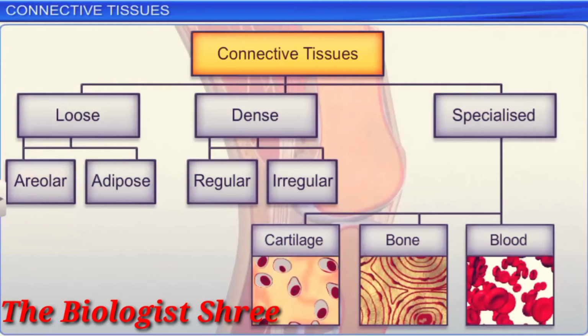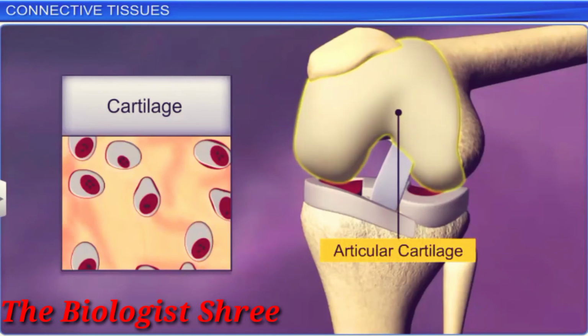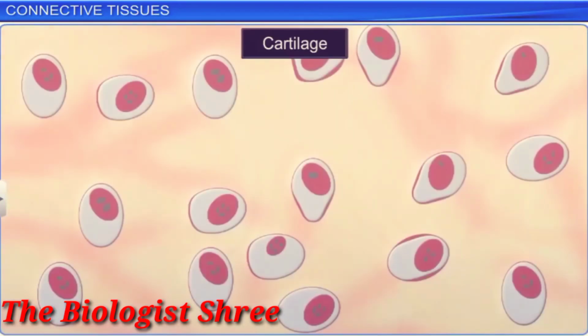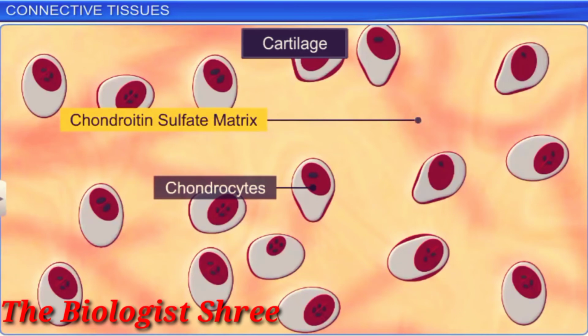The third category, specialized connective tissue, consists of cartilage, bone, and blood. Cartilage is a solid and pliable tissue and resists compression. Cartilage cells, or chondrocytes, are enclosed in small cavities within the matrix secreted by them.